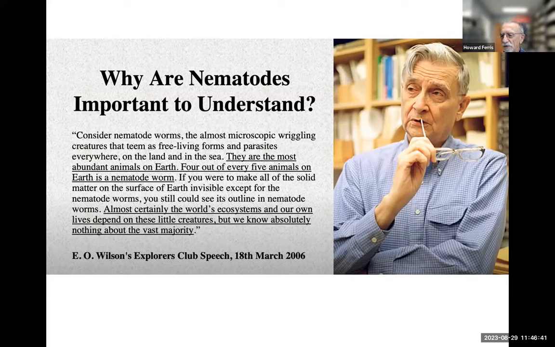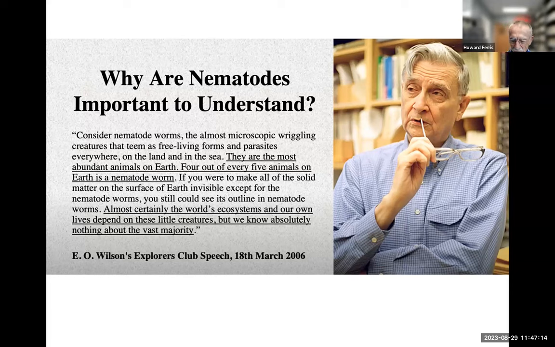And he went on to say that if you could remove all the solid matter on the Earth, you'd be able to see the outline of the plants and animals that have been there, and perhaps how the land had been managed by the types of nematodes that were there. And so he indicates that almost certainly the world's ecosystems and our own lives depend on these little creatures, but of course on many other creatures that are interacting with them.